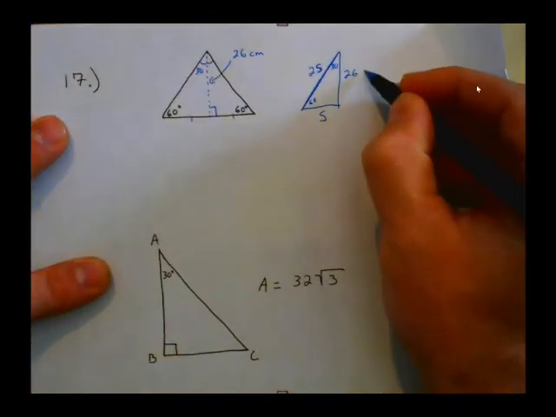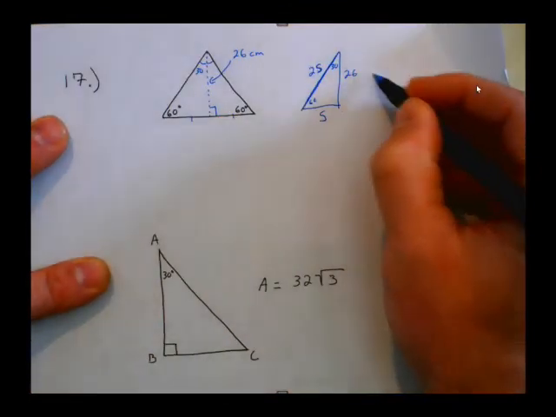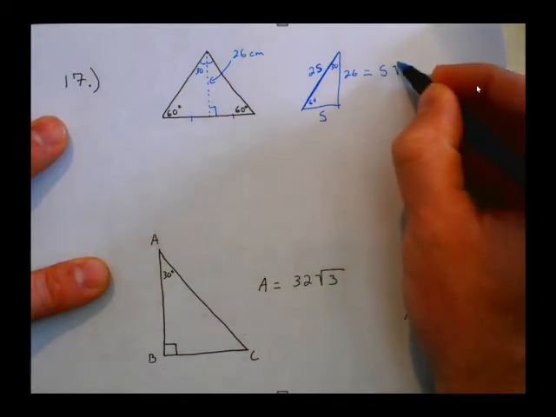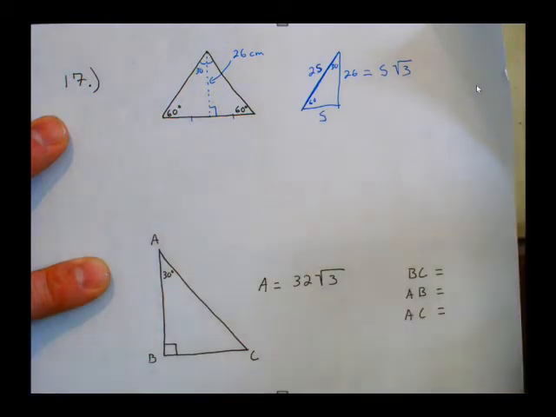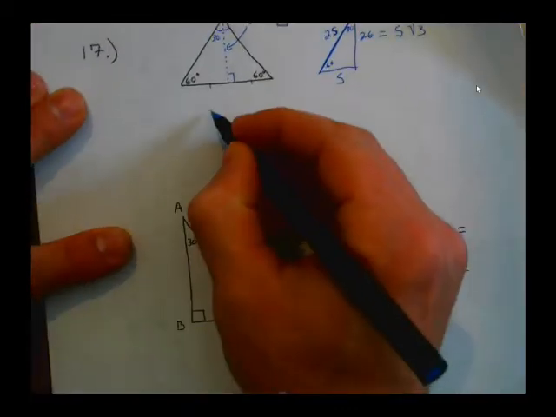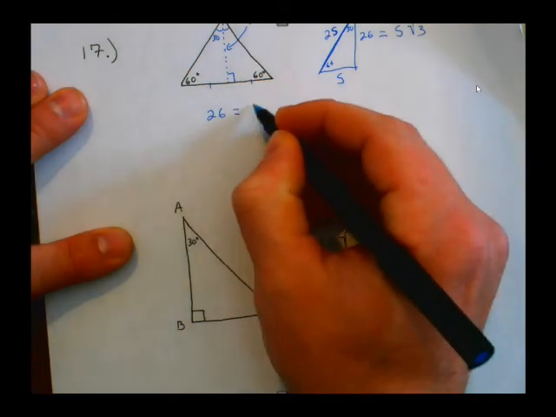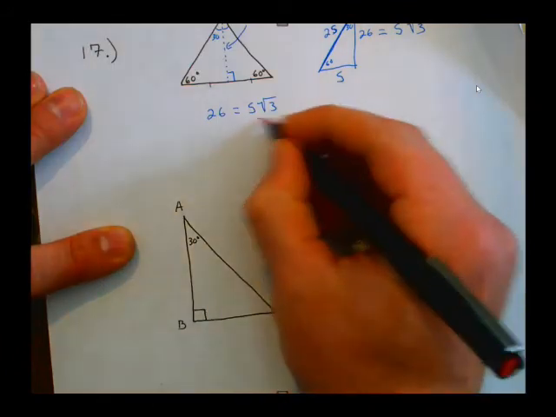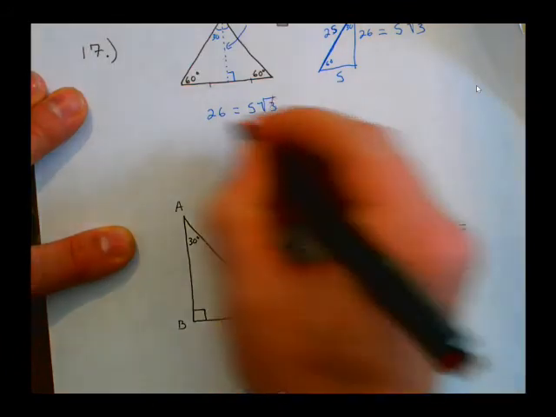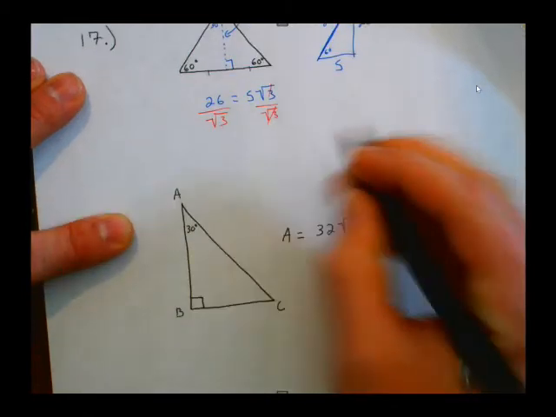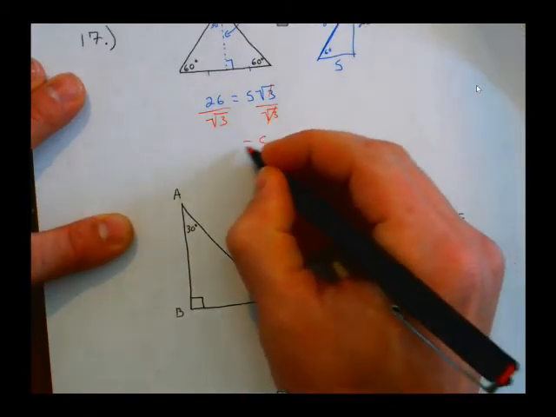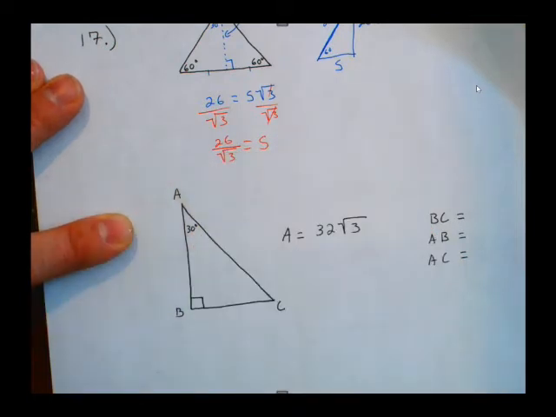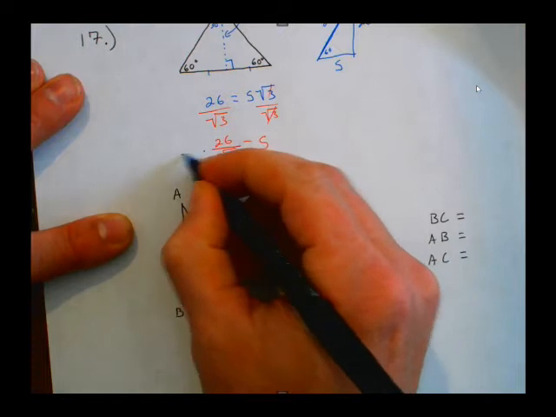So in order to solve this, I know that 26 is equal to S times the square root of 3. So I can go ahead and solve that equation. So I'm going to write that down here. 26 equals S root 3. And to solve, we're now going to divide by root 3. And then I'm going to have S is equal to 26 over root 3. We're going to rationalize the denominator here, so I'm going to multiply the top and the bottom by root 3.